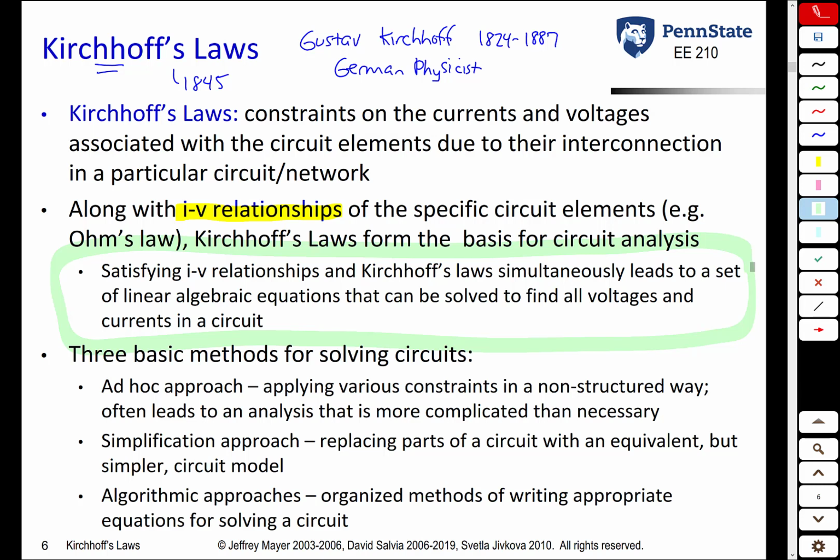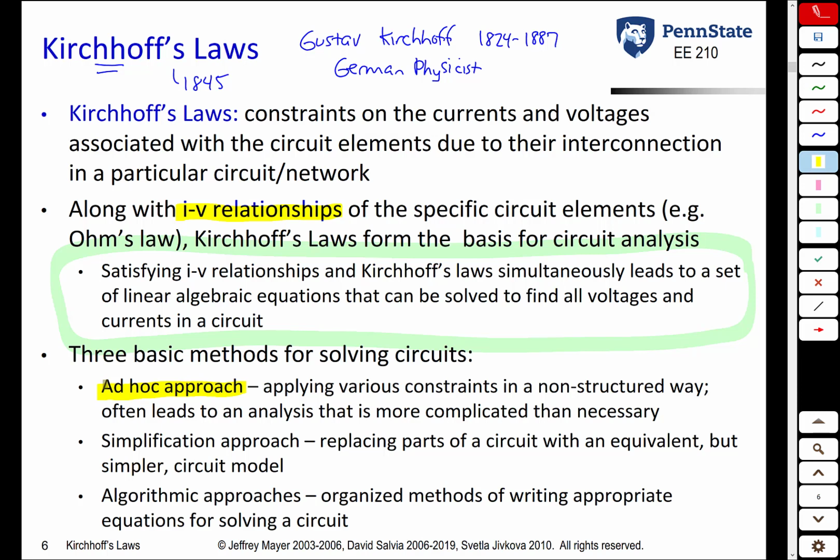And we're going to see that there are three basic ways to solve circuits. The first approach is the ad hoc approach. In the ad hoc approach, you just start randomly writing equations down and you hope that you come up with enough equations to get the correct answer. When you first learn circuit analysis, this is probably how you try to do it. This is not the best approach for solving circuits because you often end up going around in circles and you sometimes write more circuit equations than needed.